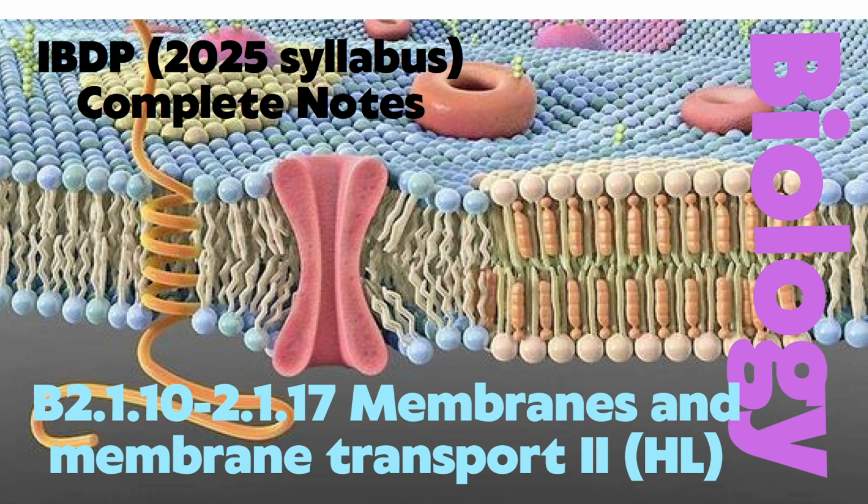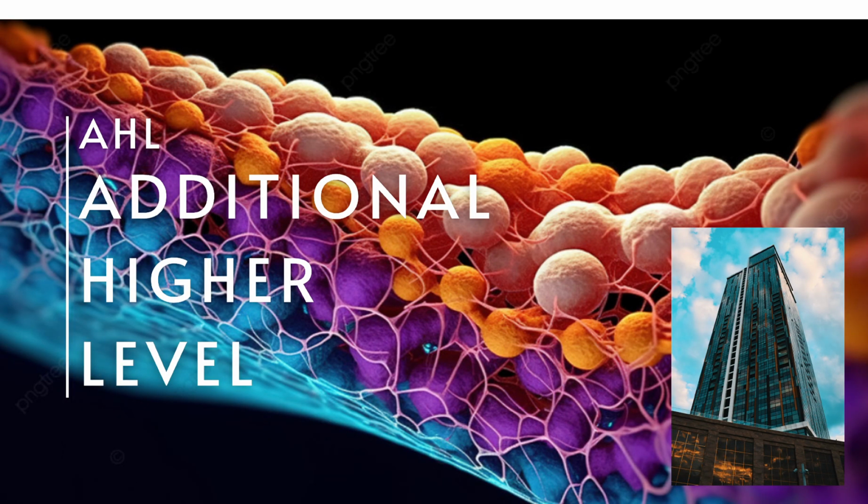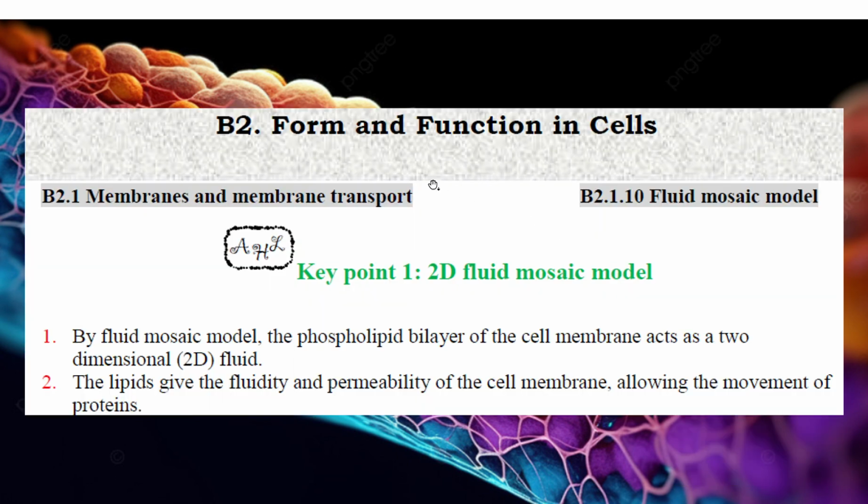We are on 2.1, second part, membranes and membrane transport. And this is completely additional higher level material, so more complicated. We are still on form and function in cells, and we talk about 2.1, the membrane and membrane transport. First, we have the fluid mosaic model of the cell membrane. What's the purpose of the cell membrane?